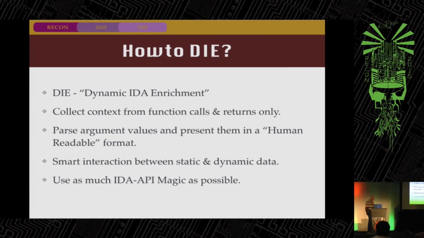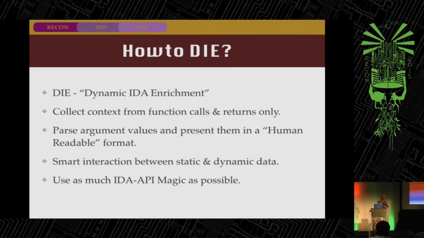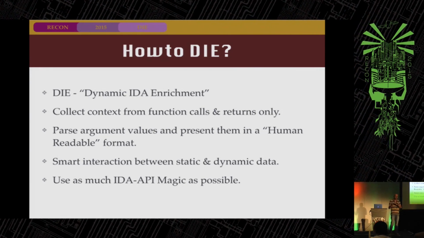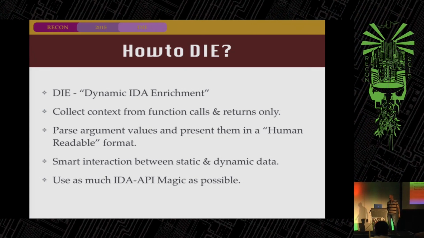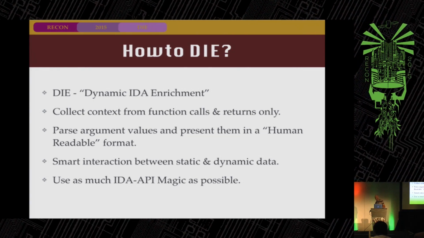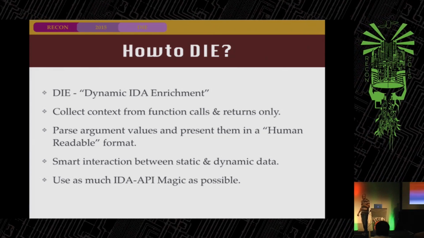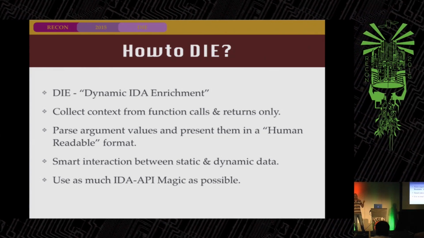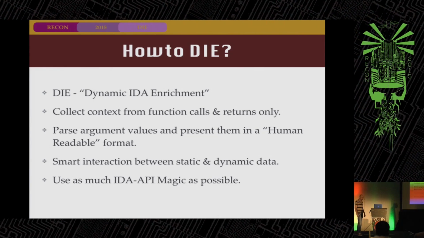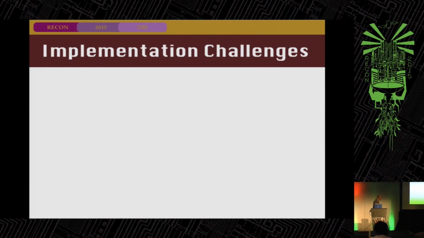The other thing is that I tried to really design some kind of smart interaction between static and dynamic data. So you can move back and forth from static data to dynamic data and over again, and it could be very, very usable. And the last point is that I wanted to use as much IDA API magic as I could. I don't want to calculate anything myself, not the arguments, not their types, not their positions, nothing. I want all the data that is stored in IDA to be available to me and to use it inside my tool. So there are some implementation challenges here, and we're just briefly going to go over them.